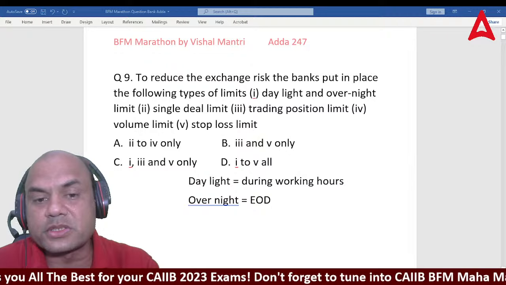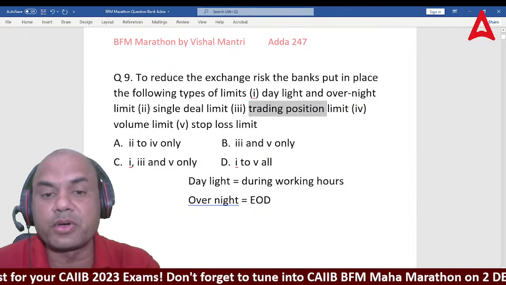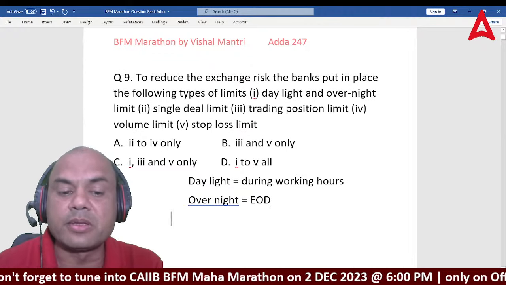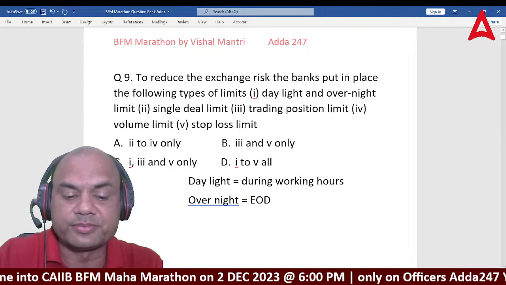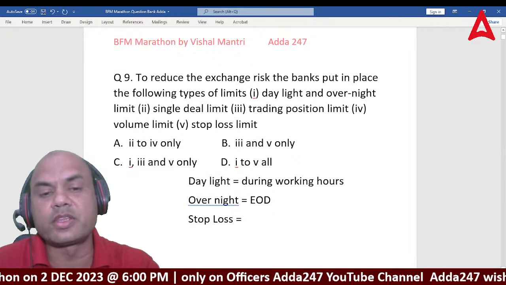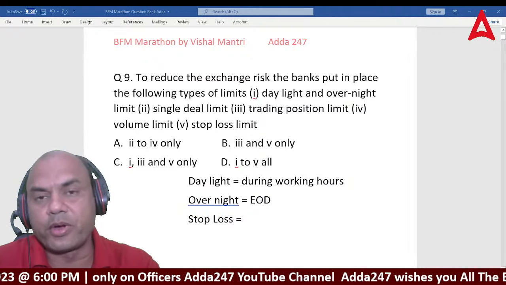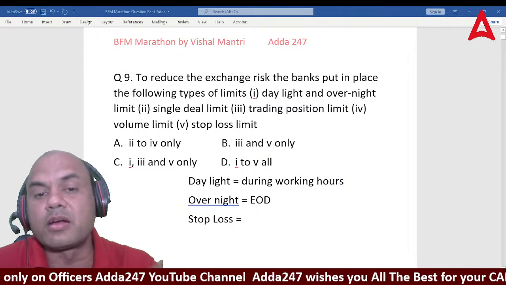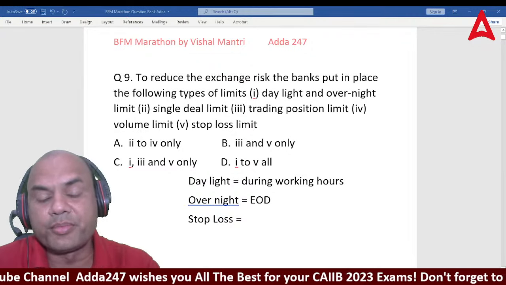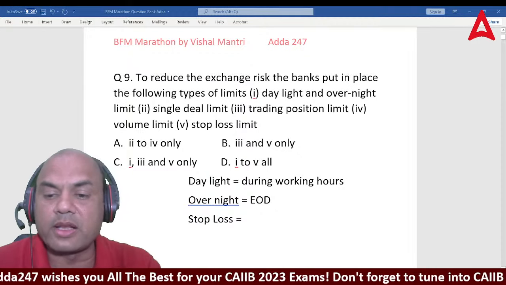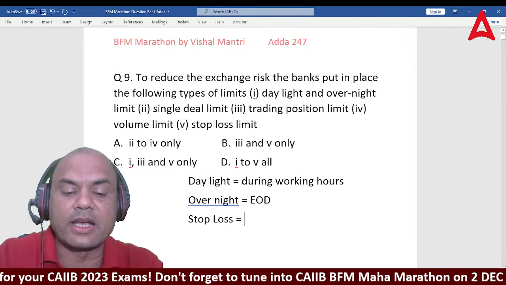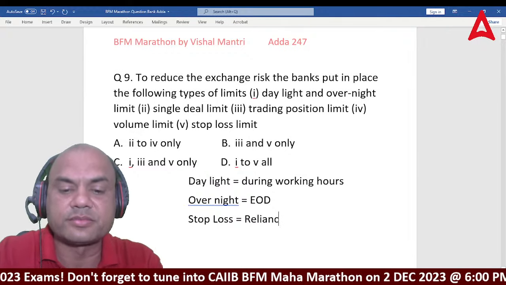And the last one is the stop loss limit. The stop loss limit is of utmost importance to you. You'll definitely get one question on it. What is the stop loss limit? Stop loss is that point which is automatically triggered. What do you mean by automatically triggered? Suppose I bought Reliance shares at, let's say, 2500.